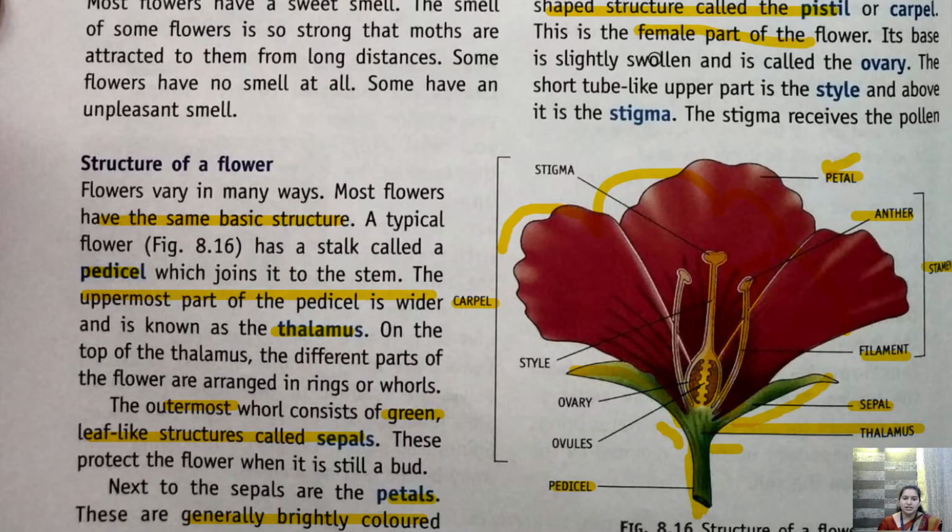Its base is slightly swollen and is called the ovary. The short tube under part is the style and above is the stigma. So I'll show it to you here. This is the upper part, called the stigma. This complete length here is called the style. और जो इसके end पे जो bulge है, that is called ovary. And inside the ovary we have ovule. So this is the complete part of a carpel.